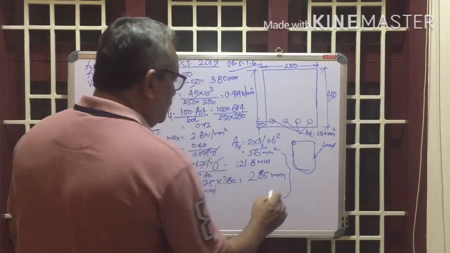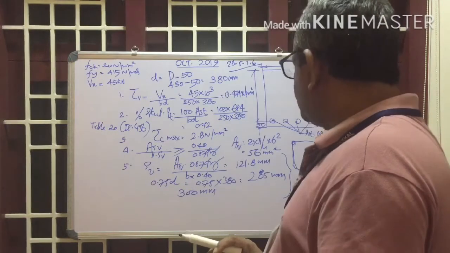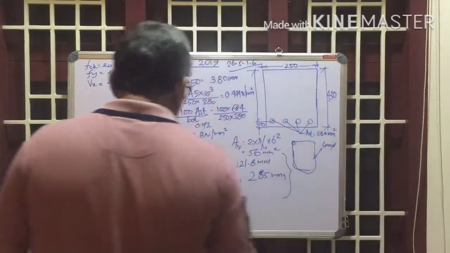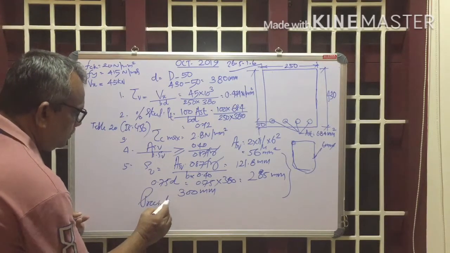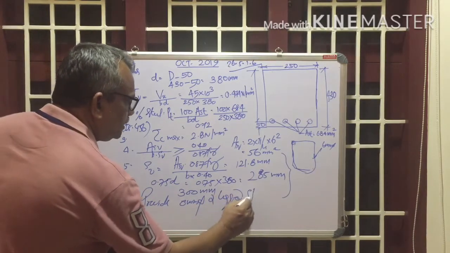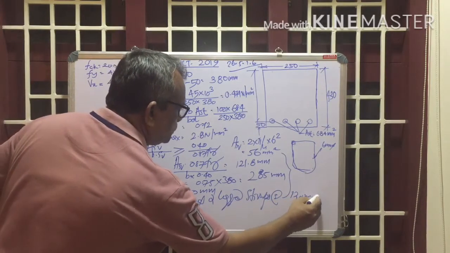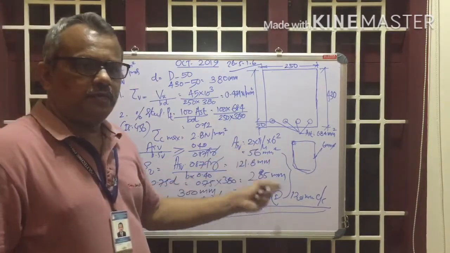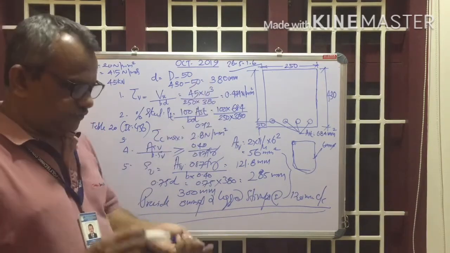So check these three values: number 1, 121.8, second one 285, and third one 300 mm. From these, take the minimum value. Therefore, provide 6 mm diameter two-legged stirrups at 120 mm center to center. Right? 121.8, we assume it as approximately 120 mm center to center. So that is the design of the shear reinforcement.